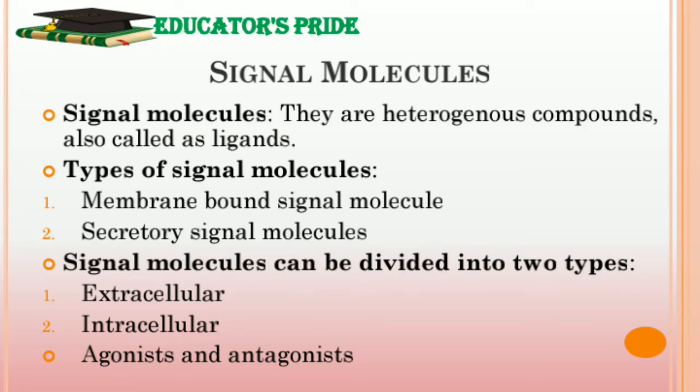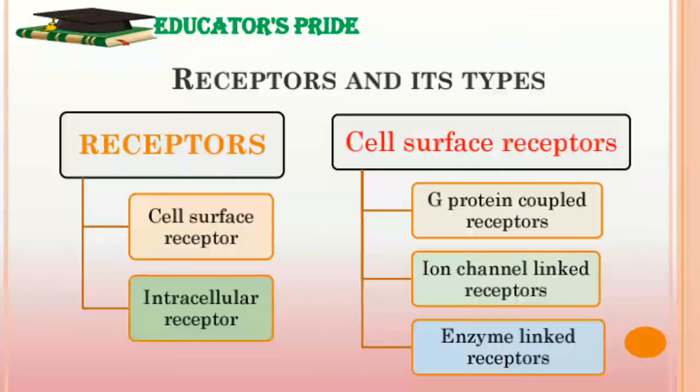For example, alprenolol and isoproterenol act as antagonist and agonist to the epinephrine receptor respectively. Now the receptors and their types. Receptors are protein molecules inside the target cell or on its surface that receive a chemical signal.